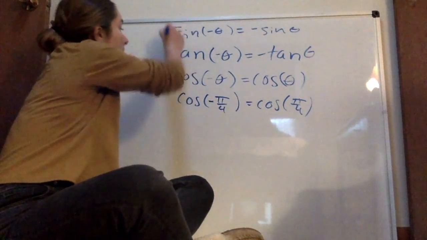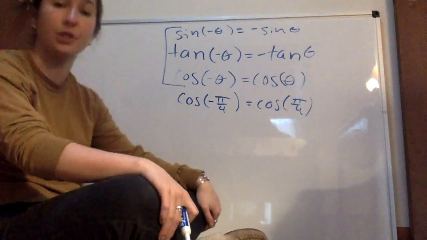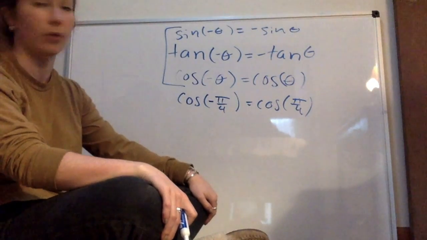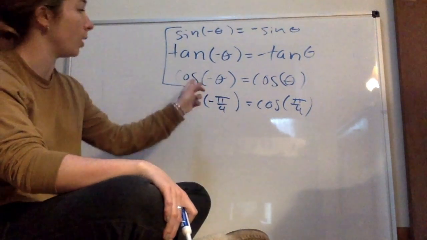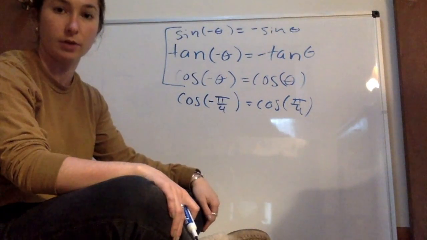So these three are our symmetry, or our odd, even identities that can be helpful if we want to make anything not negative or show the relationship between any negative angles.